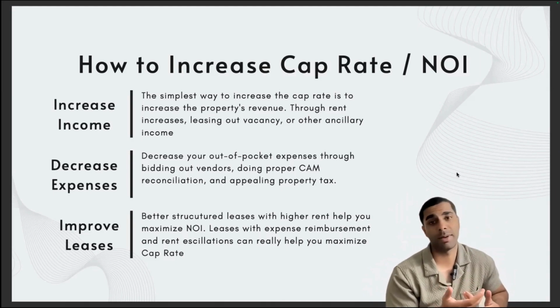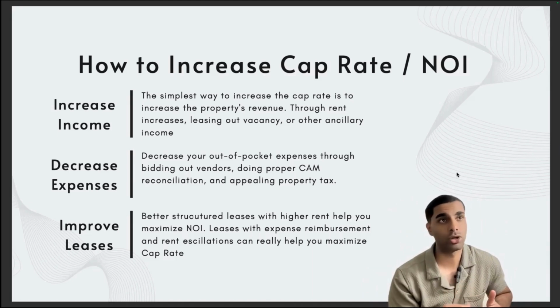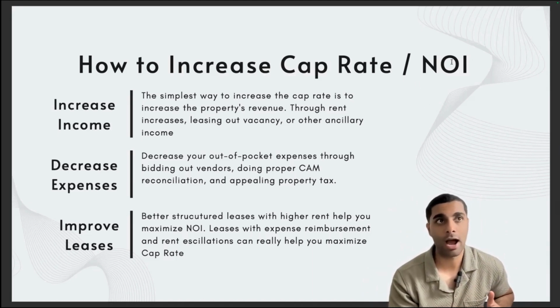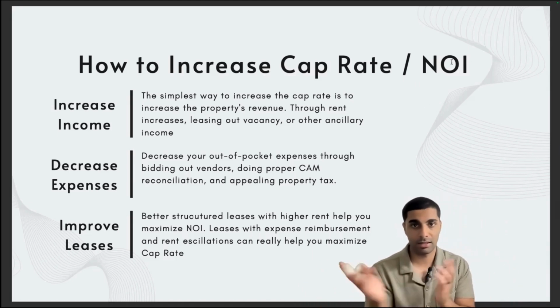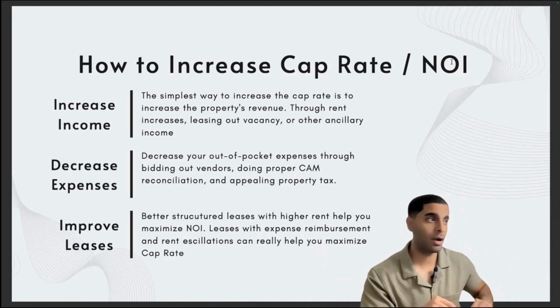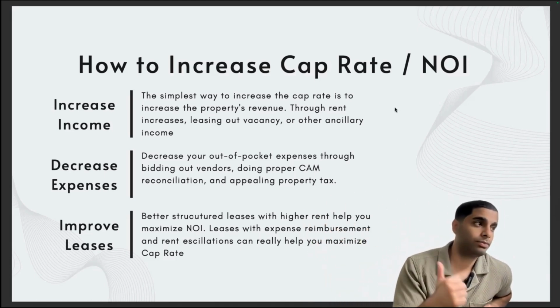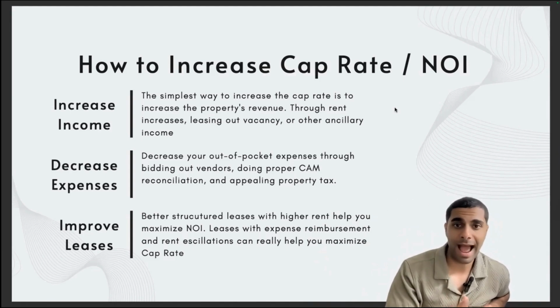The next is to decrease expenses. By decreasing expenses, you're actually increasing your net operating income. Net operating income is income minus expenses. You decrease expenses, you increase your net operating income. So the best way to do that is to bid out all your vendors.